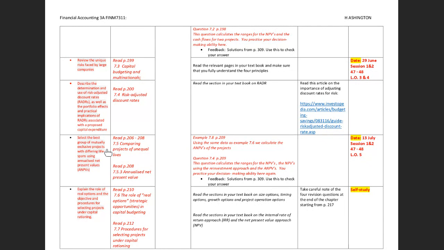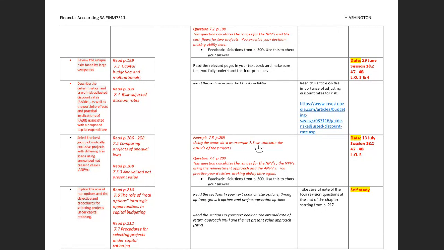Select the best group of mutually exclusive projects with differing lifespans using annualized net present values. Okay, so this is another one where it's a practical question. They'd give you a scenario and you have to do a calculation. So we need to be able to compare projects of unequal lives, and then calculate an annualized net present value from our calculation that we have done in 7.5. We then convert it into an annualized NPV.